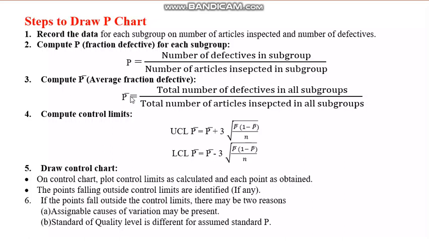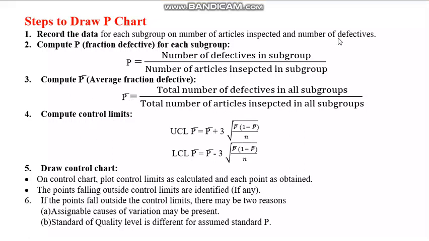Now what is the formula for P bar? P bar is the total number of defectives in all the subgroups. That will be the numerator. And then the denominator is the total number of articles inspected in all subgroups. Like that you calculate P bar.